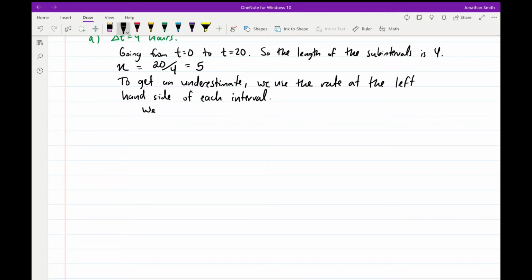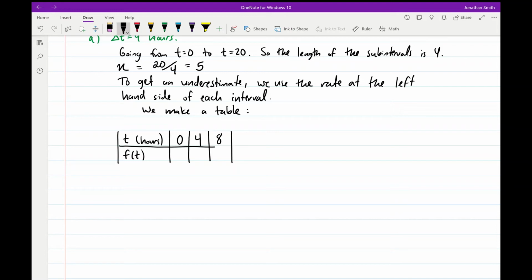Okay, so we're going to make a table to see all of these data points. In the top of the table, we're going to have time in hours, and in the bottom of the table, we're going to have f of t. We're going from time equals 0 to time equals 20, breaking up into 5 different intervals of length 4. So we're starting at time equals 0, then 4, and then 8, 12, 16, and 20.